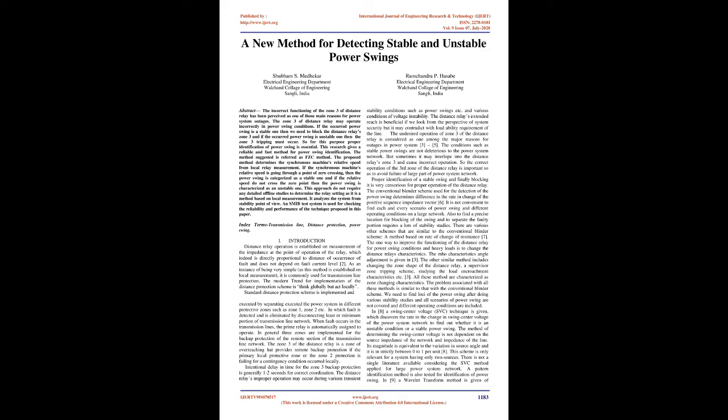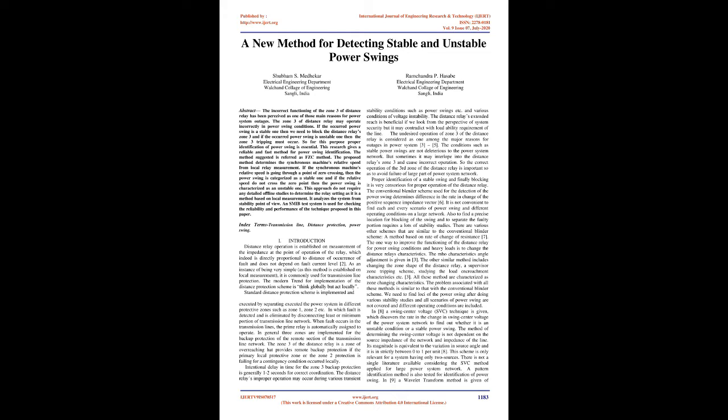So for this purpose, proper identification of power swing is essential. This research gives a reliable and fast method for power swing identification. The method suggested is referred to as the FZC method. The proposed method determines the synchronous machine's relative speed from local relay measurement.